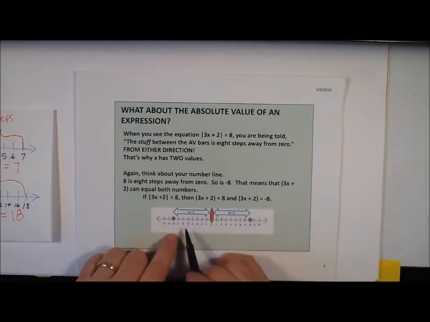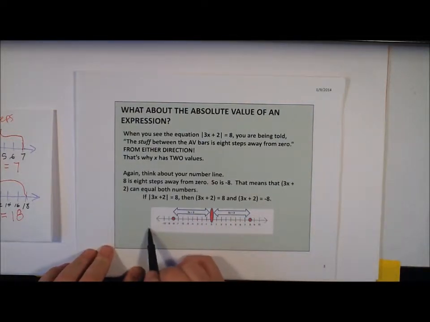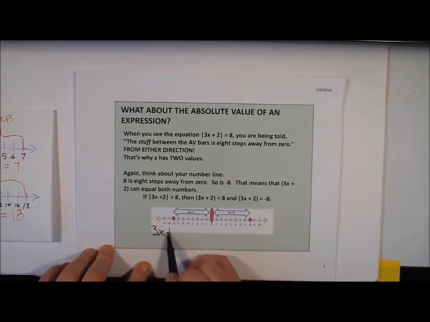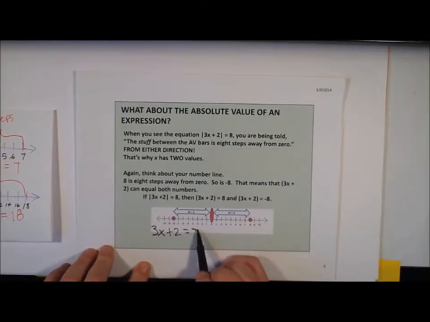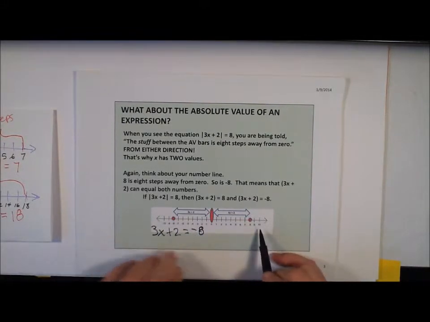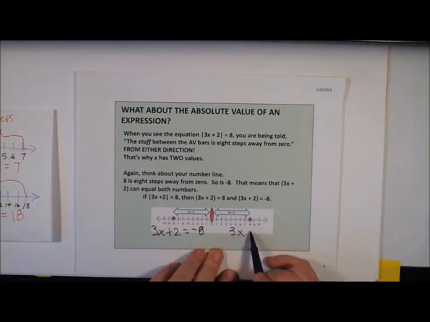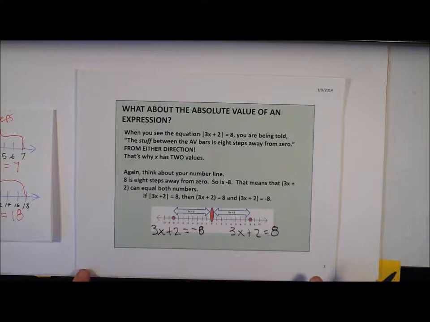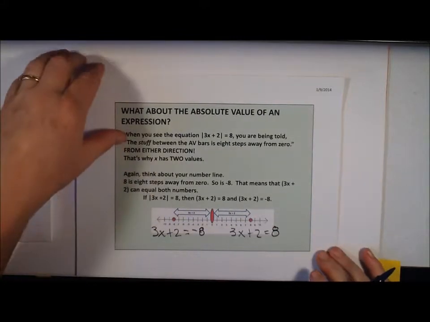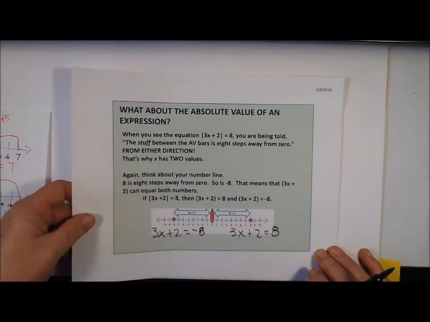So in this case, this would look like this: 3x plus 2 equals negative 8. And the partner equation would be 3x plus 2 equals positive 8. And I would go ahead and solve both of those algebraically to find my solution.